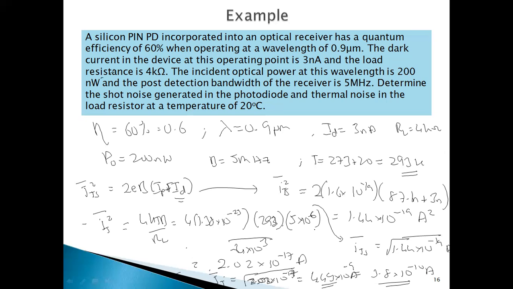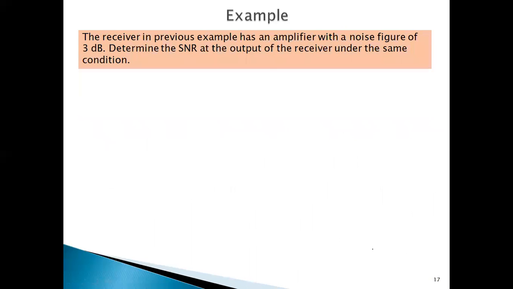So if we compare the short noise current and the thermal noise current values, for shot noise, the current is 3.8 times 10 to the negative 10 ampere. For thermal noise, the current value is 4.49 times 10 to the negative 9 ampere, which shows that for this particular pin photodiode, the thermal noise is higher as compared to the shot noise. Evidently, it shows by this calculation. Okay, then, let's have a look at this example again.